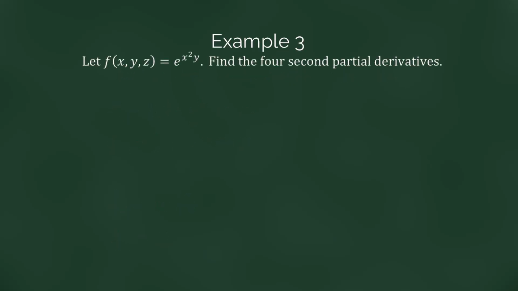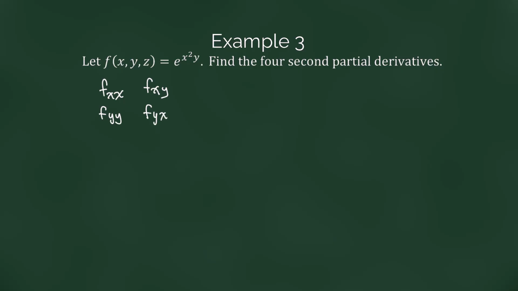All right, our next example says we're going to find the 4 second partial derivatives of the function e to the x squared y. Now, this isn't a function of z, there's no z's in here, so there are only 4. There's no derivatives with respect to z because the entire thing is a constant. So the 4 we're looking for are going to be f sub xx, f sub yy, f sub xy, and f sub yx.